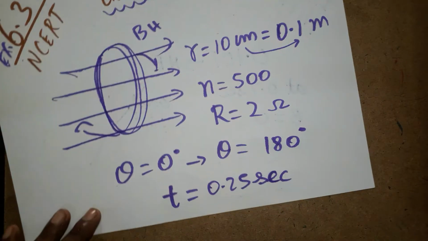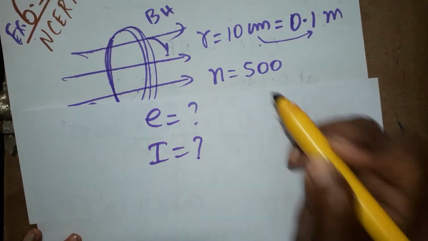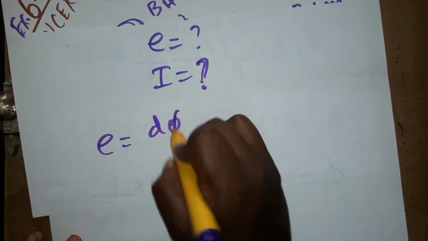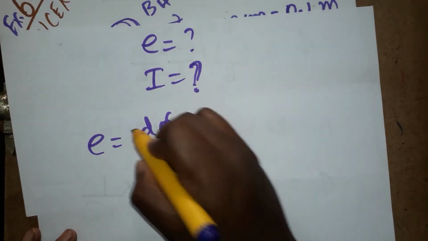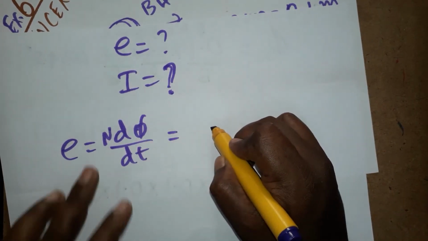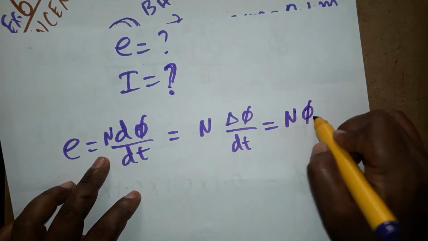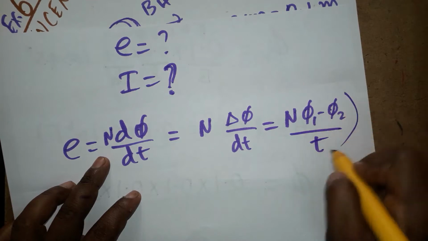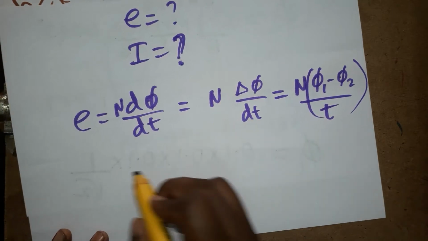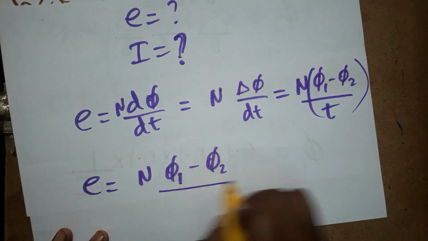Now they asked two questions: what is the EMF and what is the current. We are going to find it. EMF is equal to n times d phi by dt, the rate of change of flux. We can write d phi as del phi by del t. So the same formula: n times phi 1 minus phi 2 divided by t. Initial time will be 0; you can also write t2 minus t1, but definitely t1 will be 0. Now EMF is equal to n times phi 1 minus phi 2 divided by t.